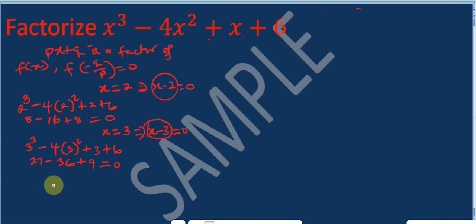So I'm going to check. Remember, I said that because this is a cubic function, I must have 3 factors. So I will check with minus 1. 1 or minus 1? Let me go with minus 1. When x is equal to minus 1, if I replace x with minus 1 here, it's going to give me minus 1 raised to the power of 3. Let me put brackets here.